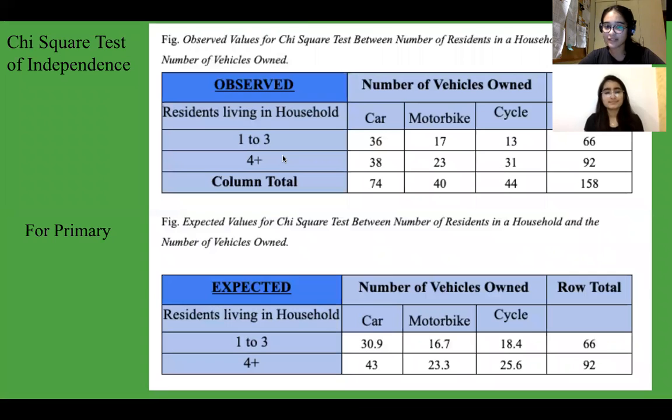For our primary data collection, he also taught us how to do chi-square test of independence, where here I compared whether the residents living in the household and the number of vehicles owned were dependent or independent of each other.